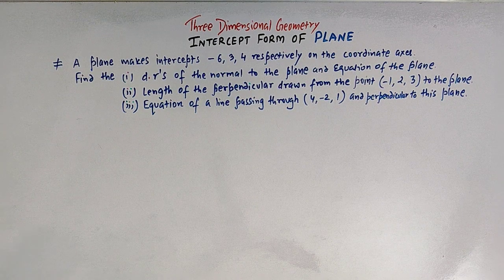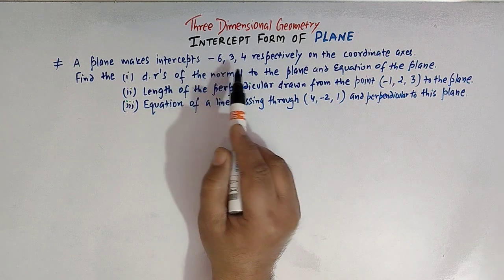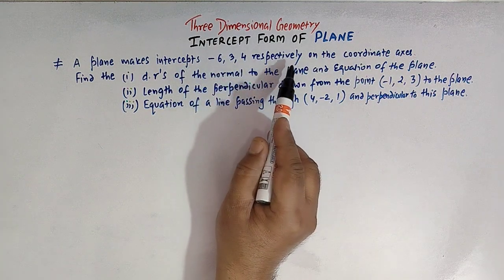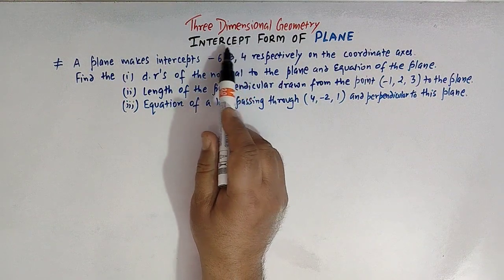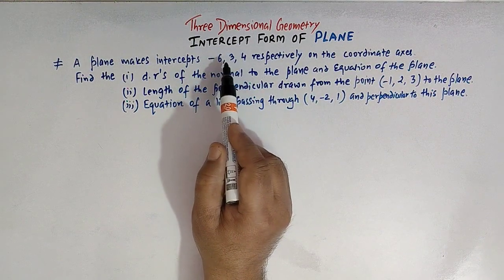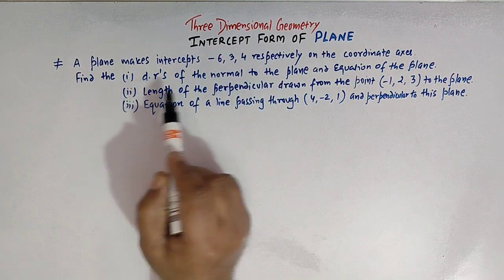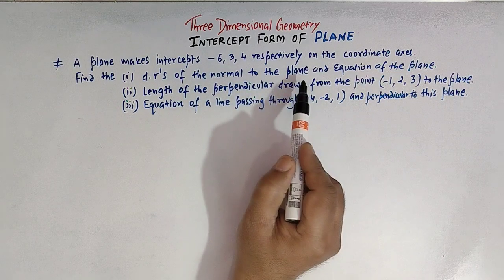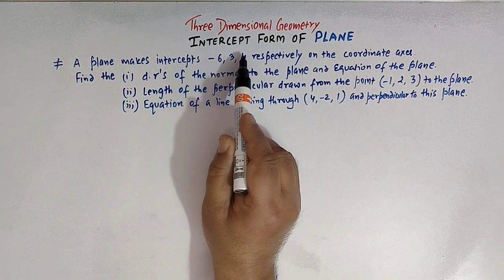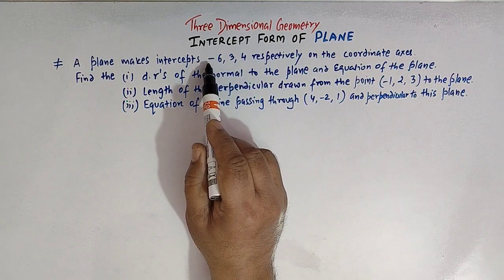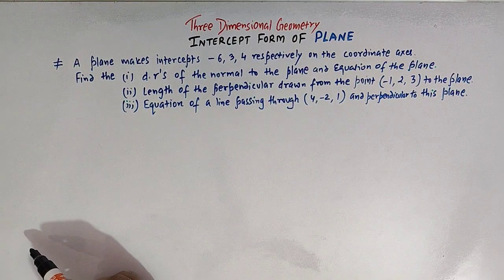So here we have the problem that a plane makes intercepts -6, 3, 4 respectively on the coordinate axis. The intercepts made by the plane on the coordinate axis are given, and we have to find the direction ratios of the normal to the plane and the equation of this plane which makes these intercepts, that is -6, 3 and 4 on the coordinate axis.